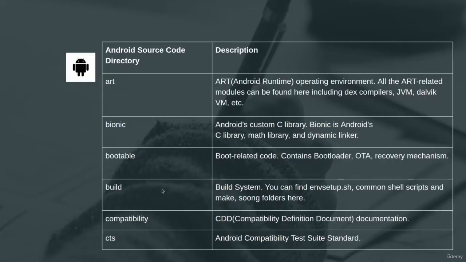Next we have the build folder. The build folder consists of the makefiles for the build system. You can find the env-setup.sh file here and some common shell scripts, and also there are folders for the make and soong build systems. Make and soong are the build systems used by Android. These build systems are used to build the entire AOSP project.